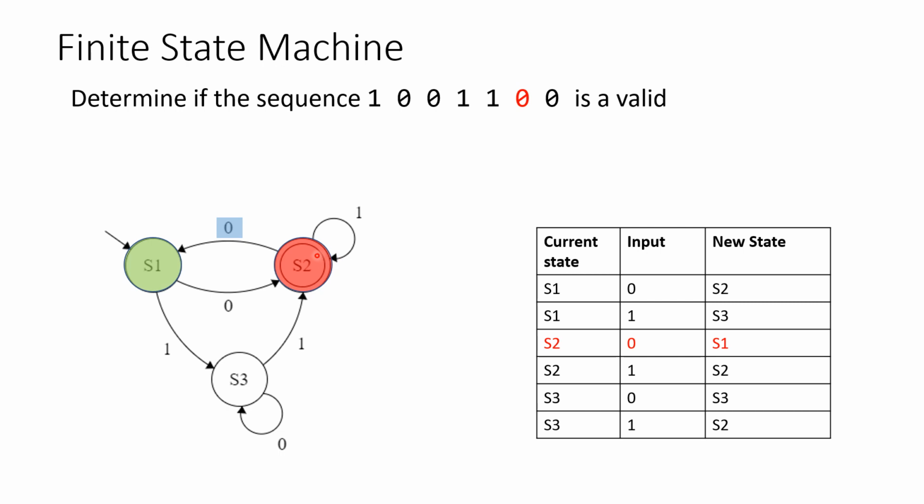Now we go to state 1 from state 2 because our input is 0, and then finally we go back from state 1 to state 2. And because we finish on the accept state here, we can accept that this input sequence here is valid for this finite state machine.